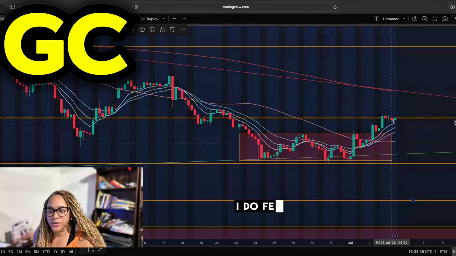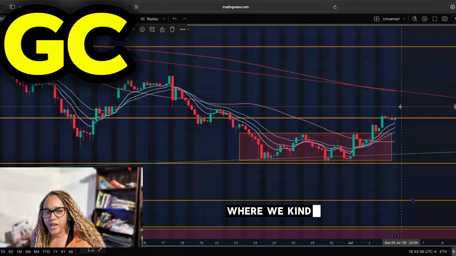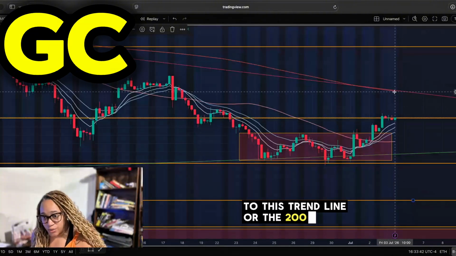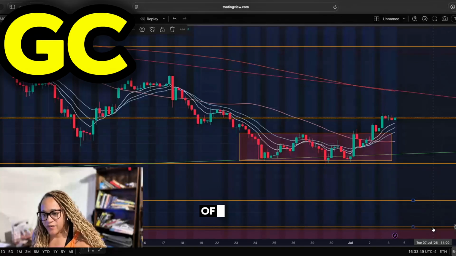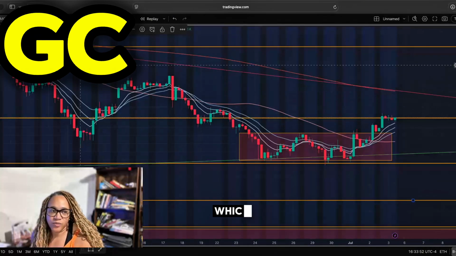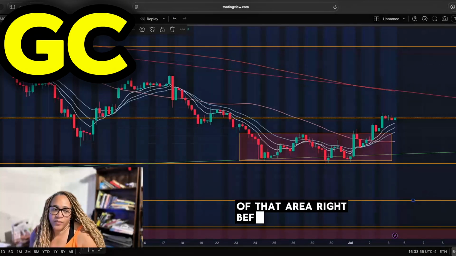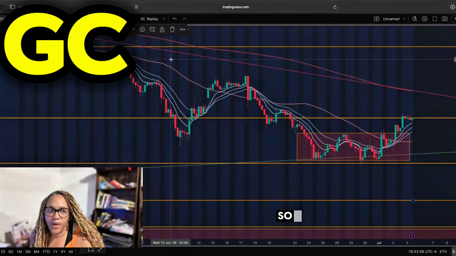So this week coming in, I do feel like we're still kind of more on the bullish side, where we're coming up to this trend line or the 200 EMA right here, and we can be bouncing, reject this, come back down, and start selling off again to this area of major consolidation last year, which would make it 1 year of consolidation of that area right before we blew off to the moon. So that would be where I am.